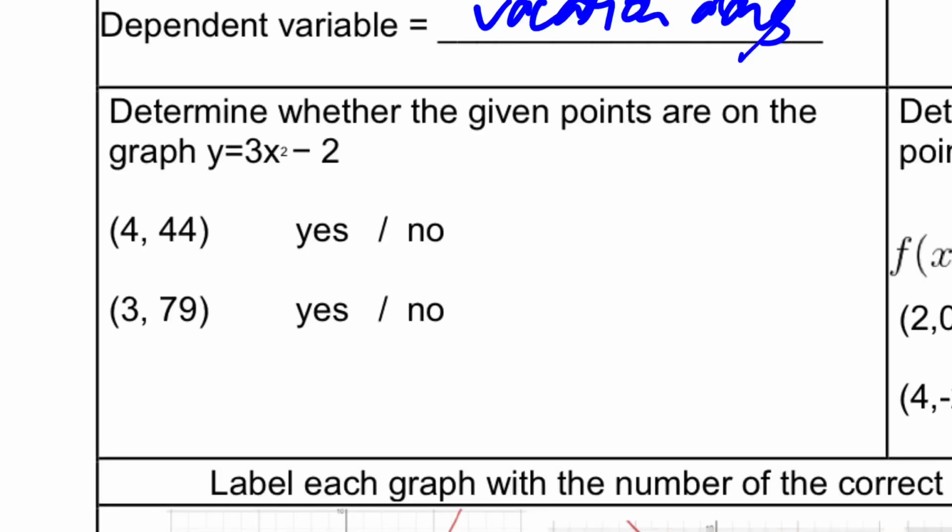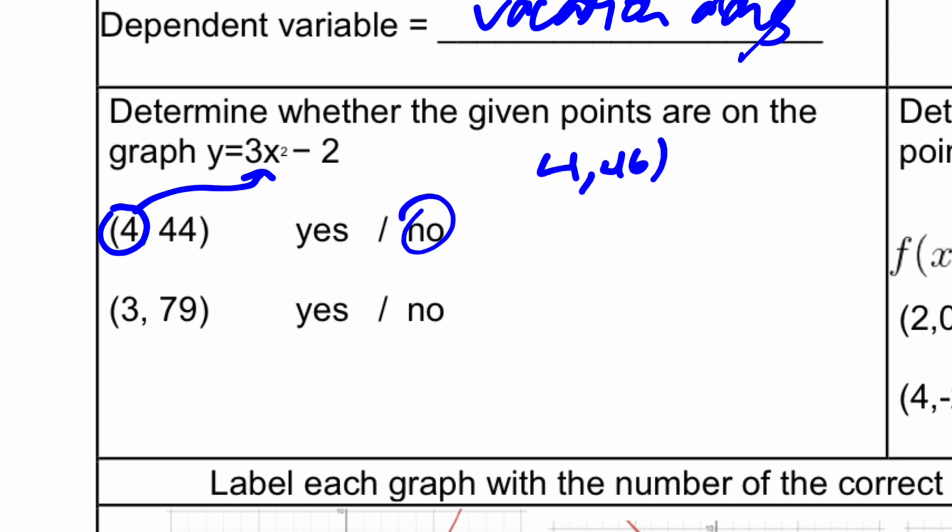If you want to know if these are on the graph, you can plug in a 4 for x, look at the table, see what your y value should be. If x is 4, y should be 46, so this one is not, because 46 is on the graph, but not 44.